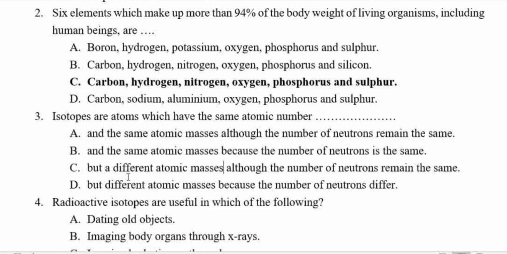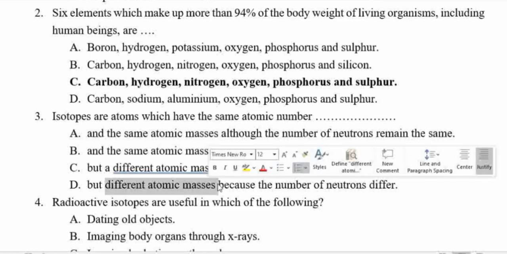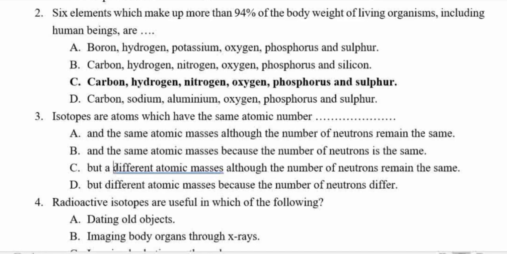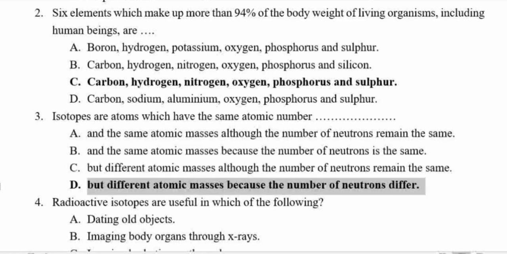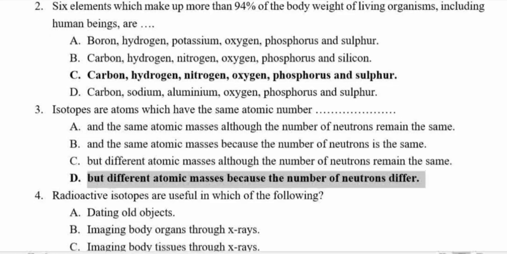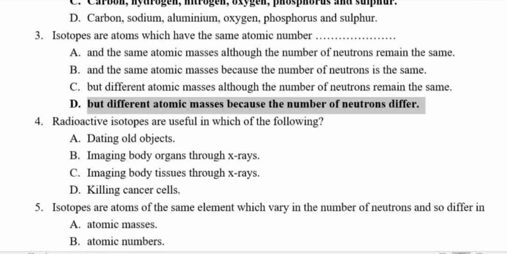D is saying that the isotopes have different atomic masses, and that one is correct. And it's explaining that they have different atomic masses because the number of neutrons differ. That one too is correct. So it means our definition of isotopes is that isotopes are atoms which have the same atomic number, but different atomic masses because the number of neutrons differ. So this should be our best answer for this question.